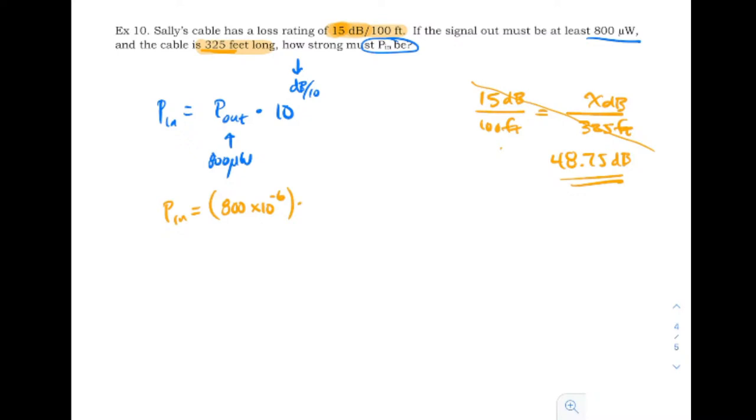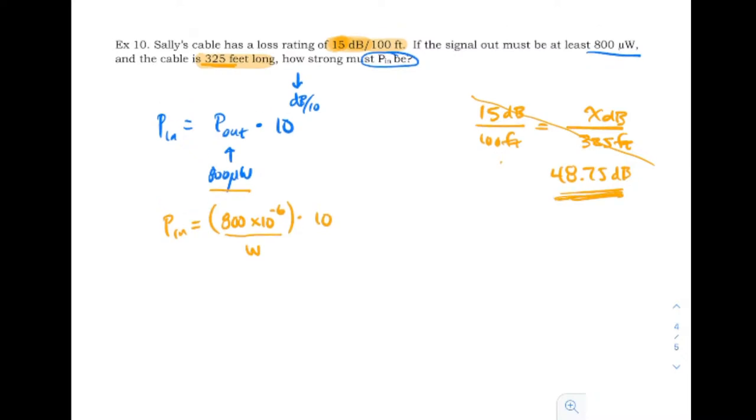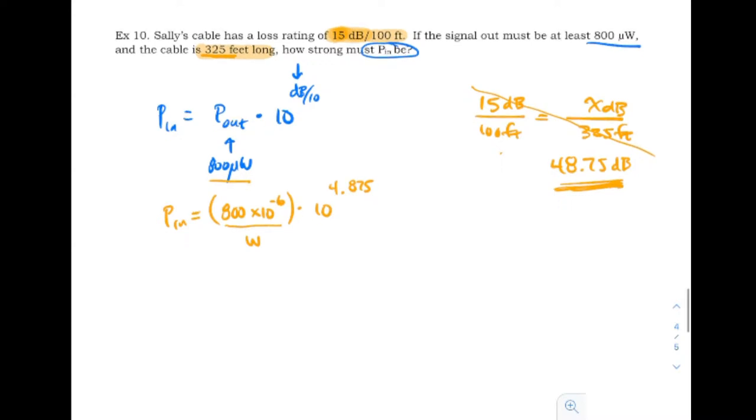And then times, so having done that, what I've done is I've now made these just plain watts. 800 microwatts is the same as 800 times 10 to the minus 6 watts. So this will give me my answer in watts, and then if I have to, I can hit my eng button. See, that's my strategy here. So I got my 800 times 10 to the minus 6 watts times 10 to the. Take your decibels, which is 48.75, and you want a tenth of that, which means 4.875, right? Slide your decimal back once.